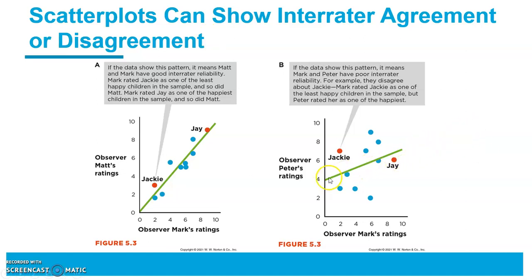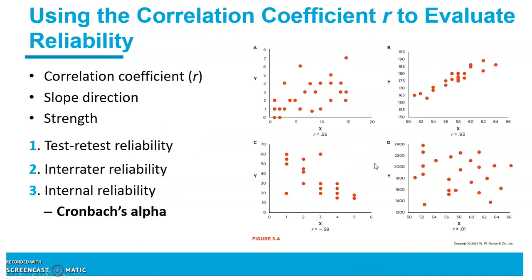Whereas here is Peter versus Mark. If they're far away from the line, rather than being tight close up to it, then there's probably some disagreement. So maybe you need to check and make sure that both Peter and Mark are on the same page as far as how they're giving these ratings. In this case, it doesn't look like they are.